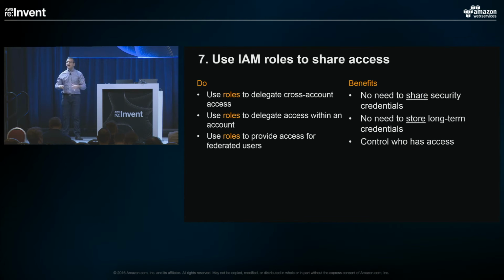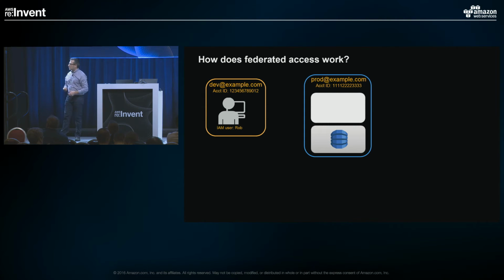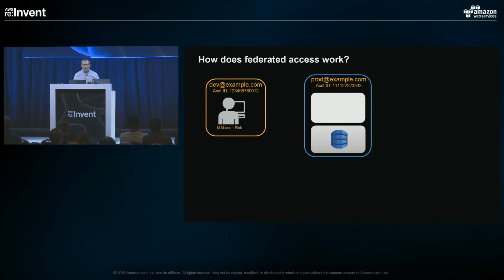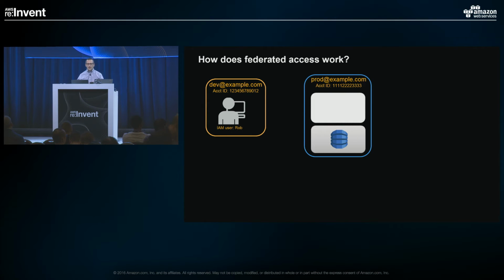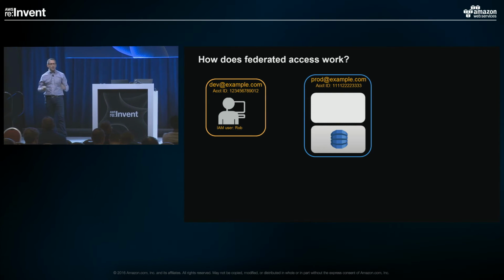And if you have users outside your account, and even outside AWS, such as on-premise, you can use roles to federate these users into your account to do actions. So let's see how all this works. The first, you have a developer, which is our developer Rob. His identity resides in the dev@example.com account. And you have another account, which is your prod@example.com account. And you want Rob to have access to DynamoDB in the prod to do his job.